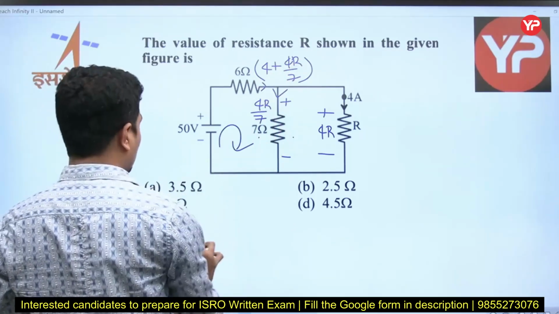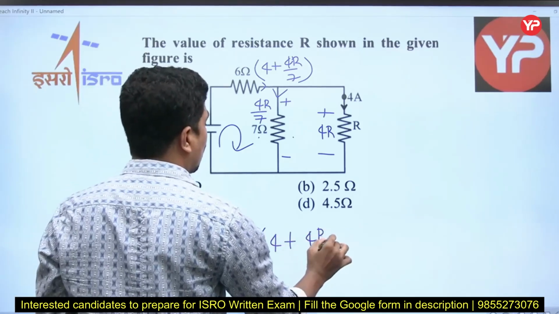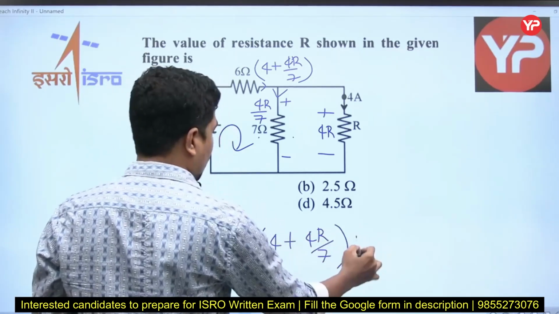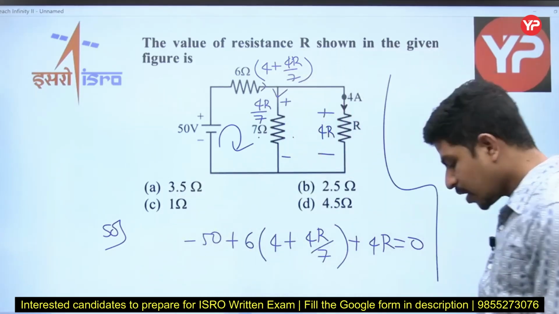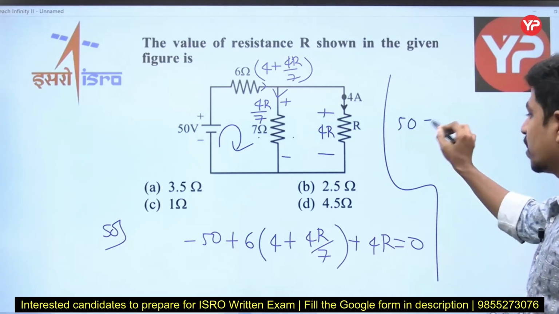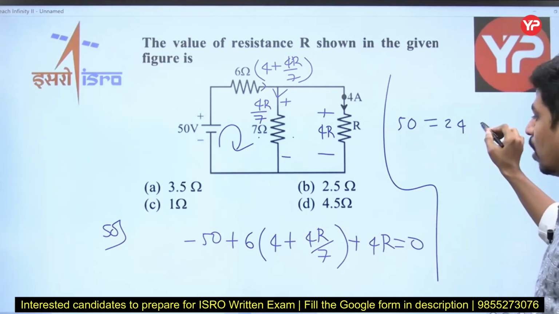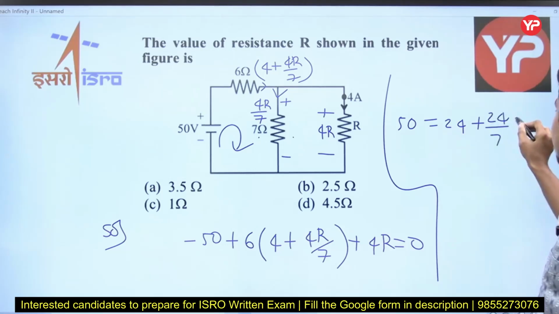Now you write the KVL. Minus 50 plus 6 into 4 plus 4R by 7 plus 4R is equal to 0. That's all. Now come here. 50 is equal to 24 plus 24 divided by 7R plus 4R.